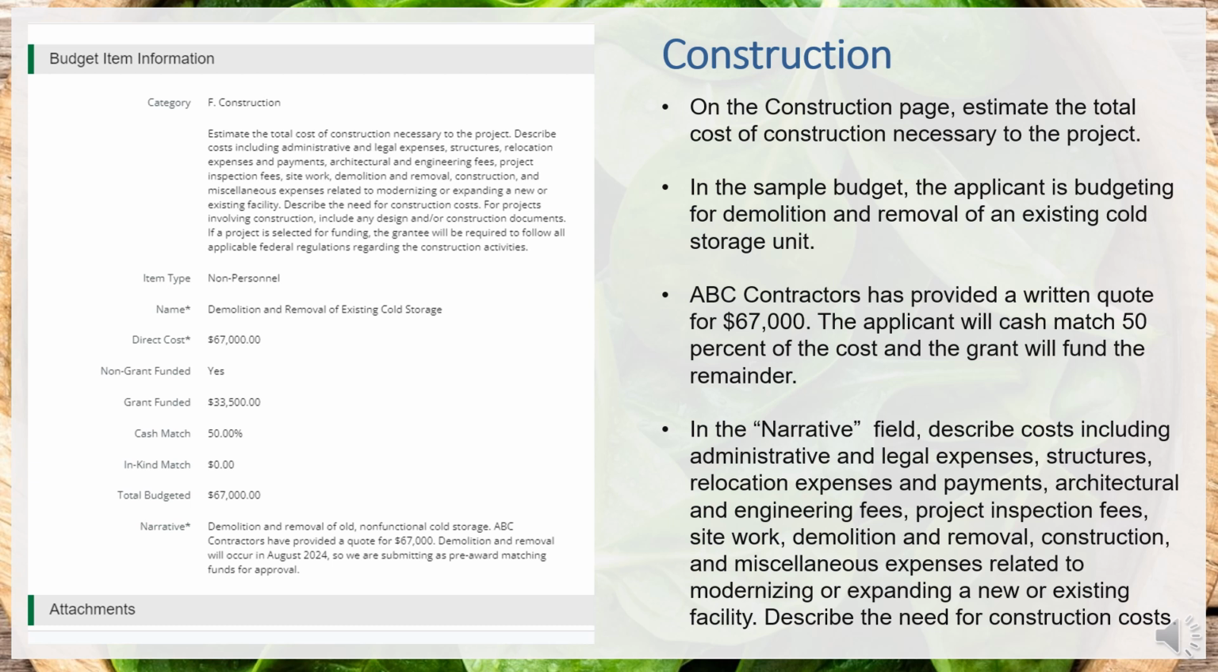In the narrative field, describe costs including administrative and legal expenses, structures, relocation expenses and payments, architectural and engineering fees, project inspection fees, site work, demolition and removal, construction, and miscellaneous expenses related to modernizing or expanding a new or existing facility. Describe the need for construction costs. Note that the applicant will upload the quote here to document this cost.